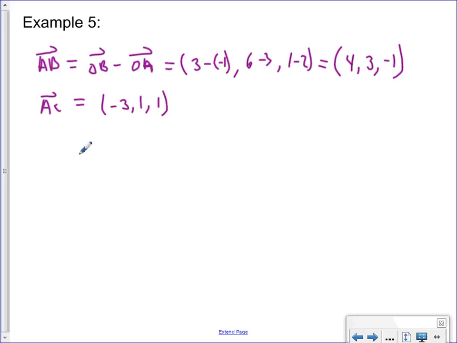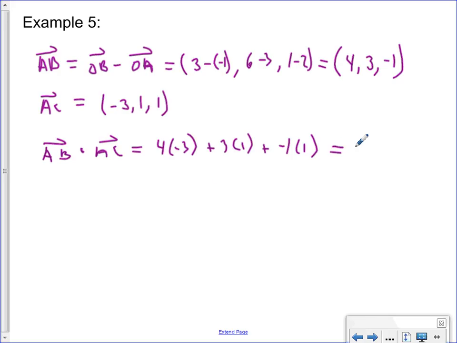Did we get negative 3, 1, 1? Is all good? Okay. Then AB dot AC, you would just multiply and then add it together. So 4 times negative 3 plus 3 times 1 plus negative 1 times 1, which happens to equal negative 12 plus 3 is negative 9 minus 1, negative 10. That's part A. Yeah? Okay. There you go.